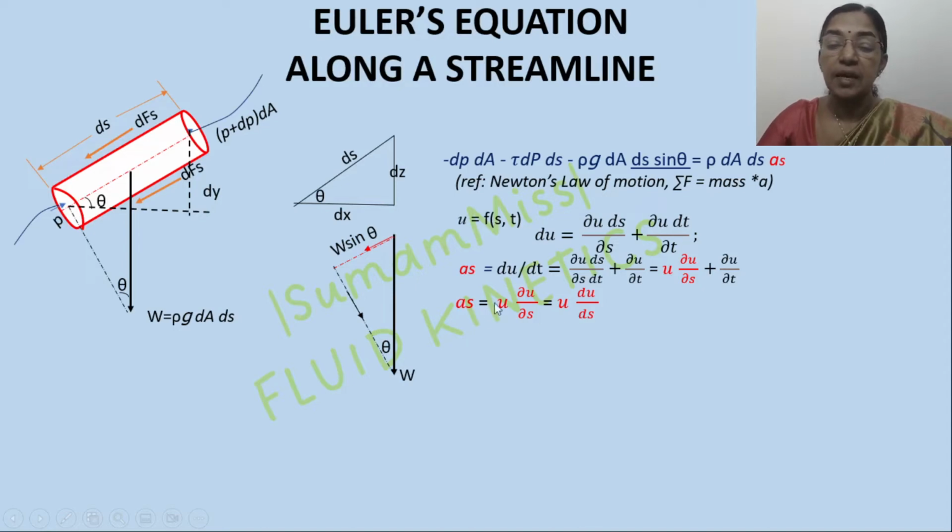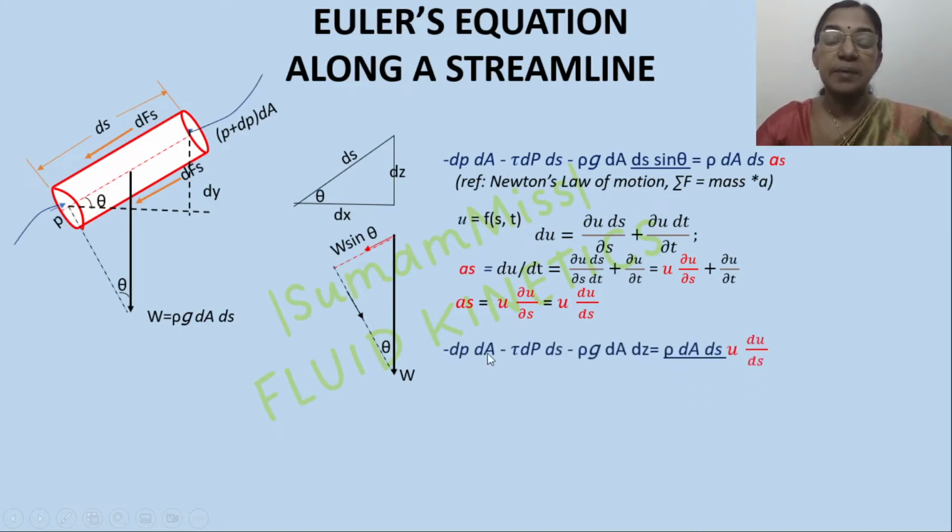If you substitute as equal to u into du by ds and replace ds sin theta by dz, this equation now turns to minus dp dA minus tau into P ds minus rho g into dA dz equal to mass into acceleration. So the summation of pressure force, viscous force and gravity force is equal to mass into acceleration. Now divide this equation by rho into dA into ds, where rho into dA ds represents the mass of this fluid element.